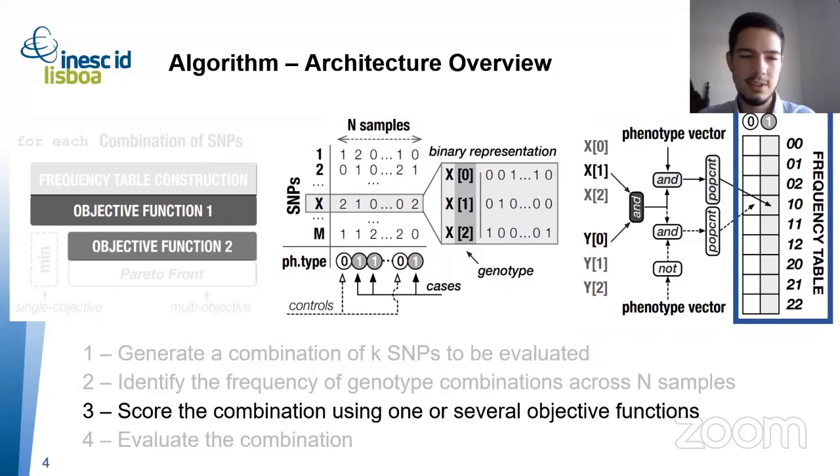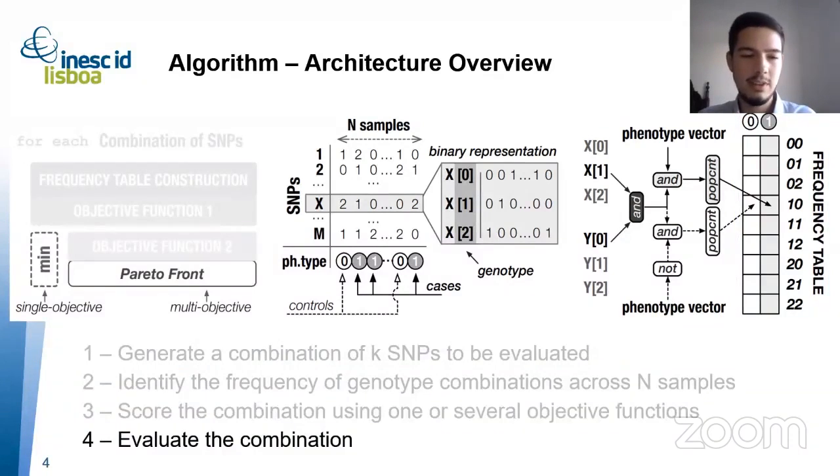The objective function uses this frequency table to obtain a numeric score for each combination, which will be used to evaluate the combination either in single objective optimization, where the minimum of each objective function is used, or multi-objective, where all the solutions must fit inside the Pareto front to minimize both the objective functions being used.